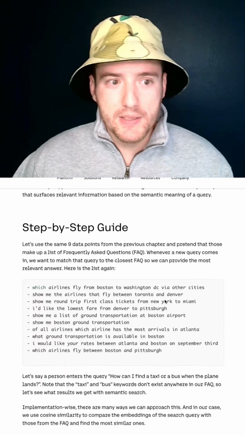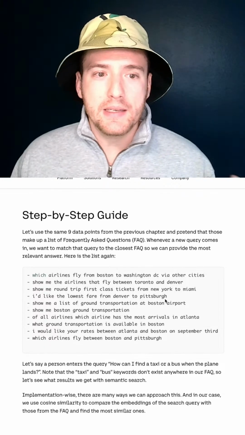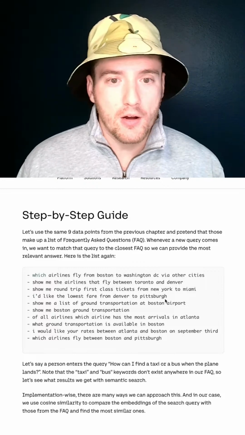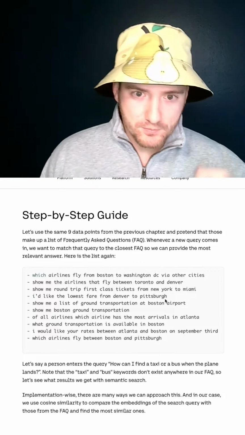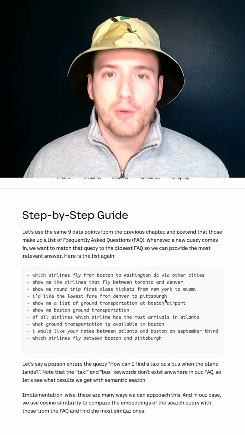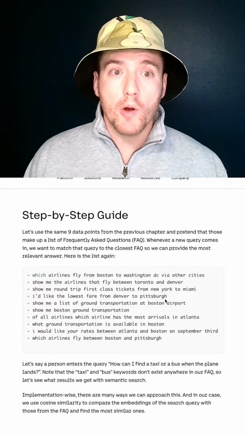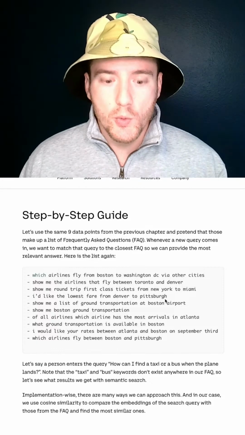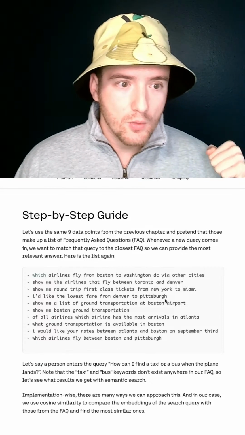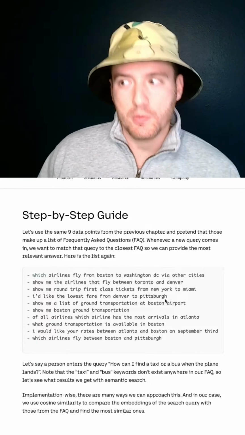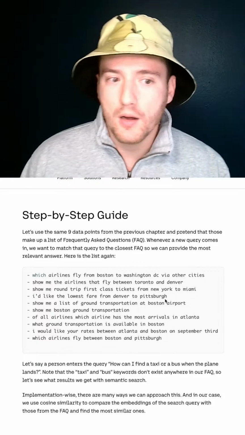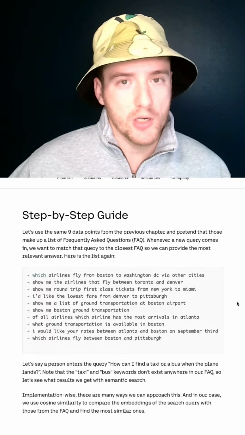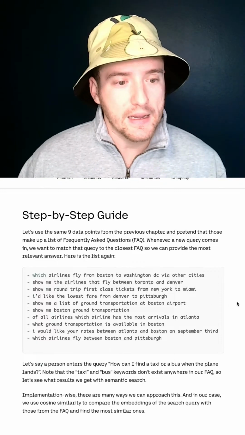So, step-by-step guide. We're going to use the same 9 data points from the previous chapter relating to airfare and flights, and pretend that those make up a list of frequently asked questions. Whenever a new query comes in, we want to match that query to the closest FAQ so we can provide the most relevant answer. And here's that list again, right? You can read through it. Show me a list of ground transportation at Boston Airport. Show me Boston ground transportation. This is all relevant to flying information.